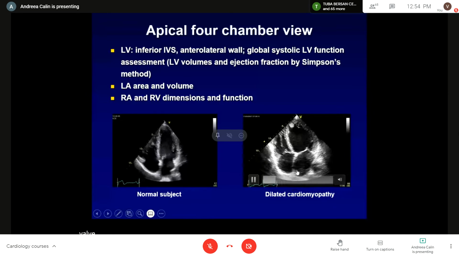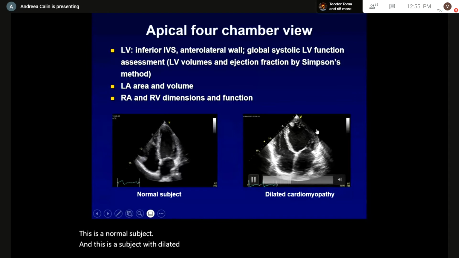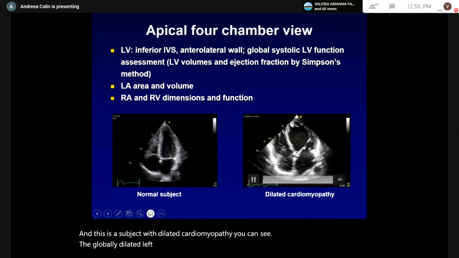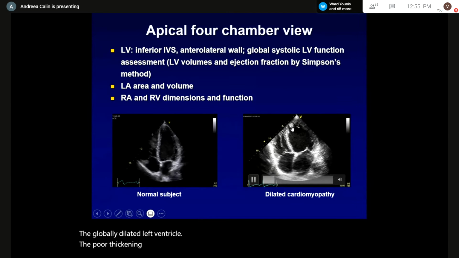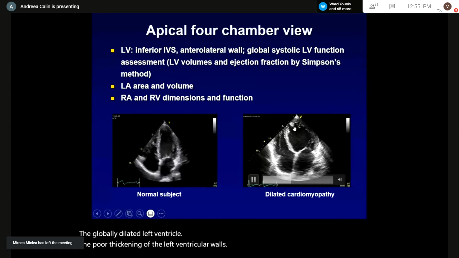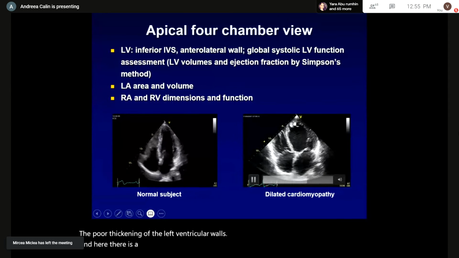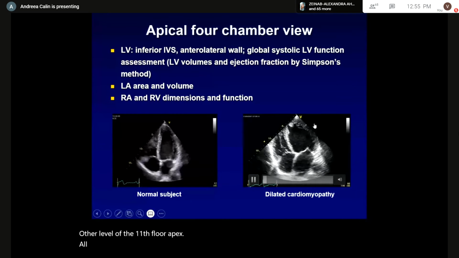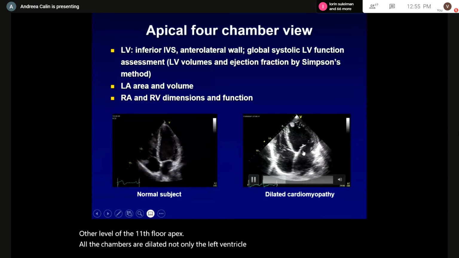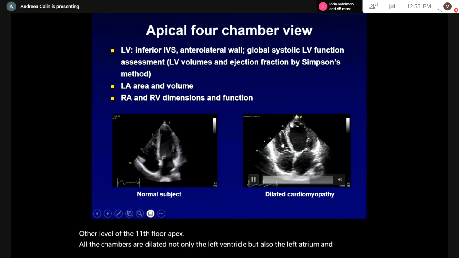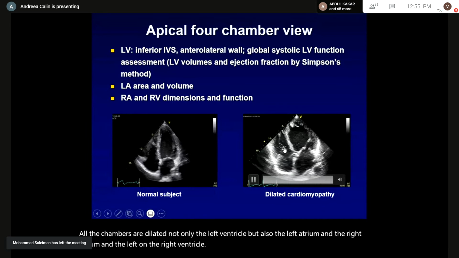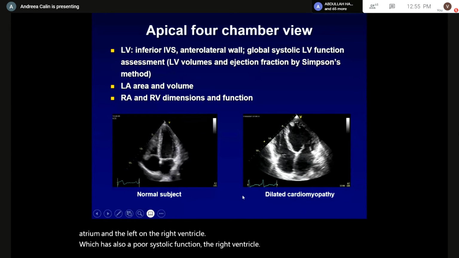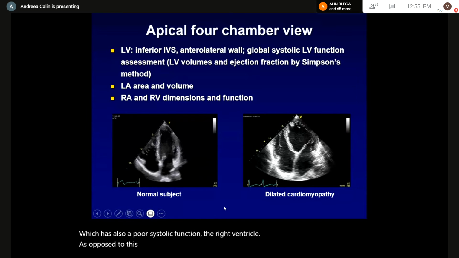And this is a subject with dilated cardiomyopathy. You can see the globally dilated left ventricle, the poor thickening of the left ventricular walls, and here there is a thrombus at the level of the left ventricular apex. All the chambers are dilated, not only the left ventricle, but also the left atrium and the right atrium and the right ventricle, which has also a poor systolic function, as opposed to this patient that was a normal subject.